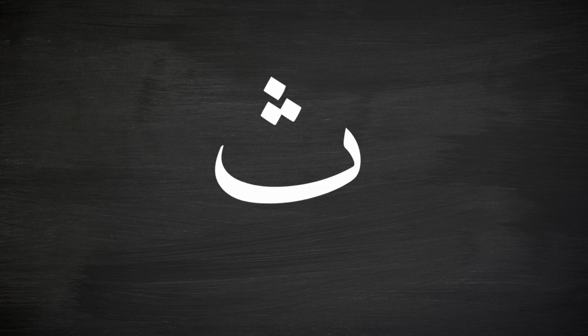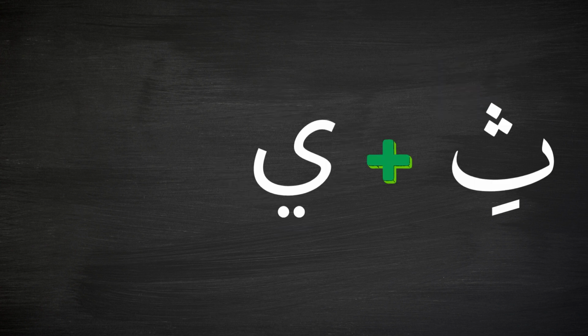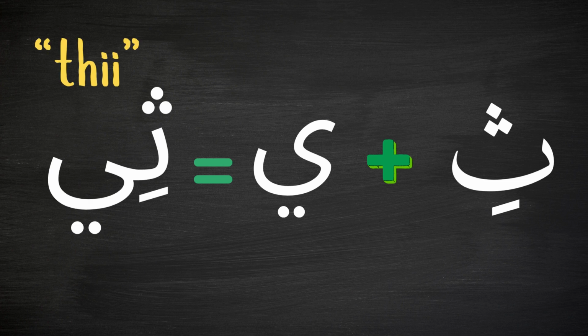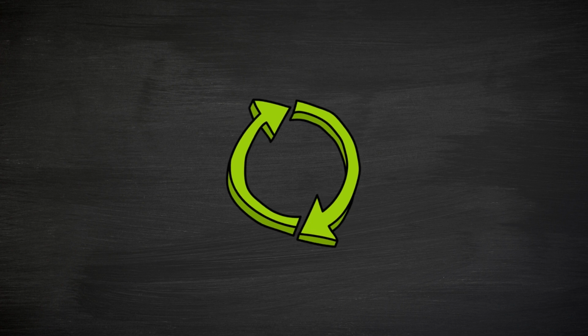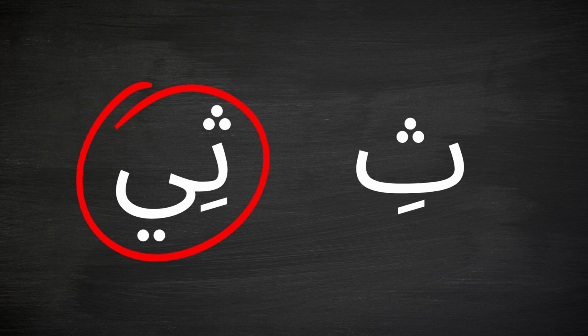Now with the letter Sa. The letter Sa with the short vowel Kasra makes the sound Si, short and sharp with a gentle smile. Add Ya and it becomes See, a longer version of the same sound. Let's say it together. Smile gently. See. Hold the sound longer. See. Again. See, see, see, see.